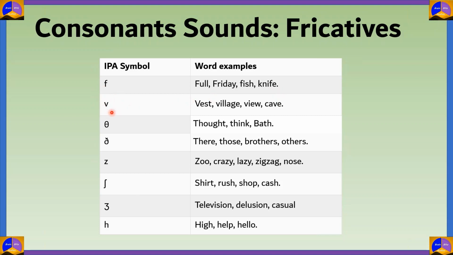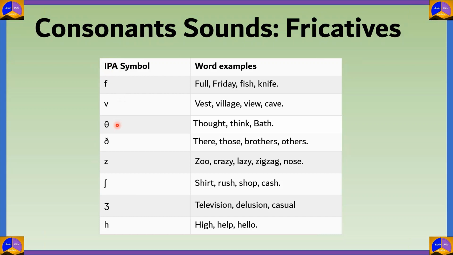Now, the second IPA symbol is similarly produced. That means you keep your top teeth to the bottom lip and pronounce it, but this one requires voice from the vocal cords. So the second IPA symbol for a fricative, which is a V, is representing the sound V. Notice the difference. The first one is unvoiced, the second one is V, V, V. There is the strain in the vocal cords as well. Examples for words with the V sound are vest, village, view, cave, etc.